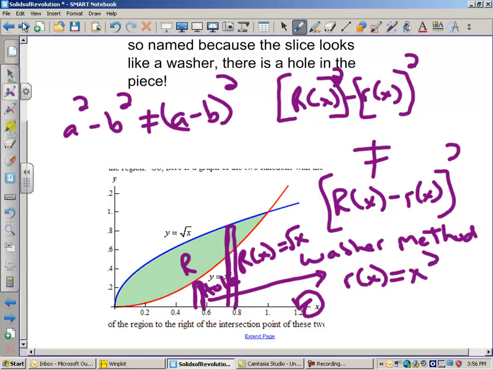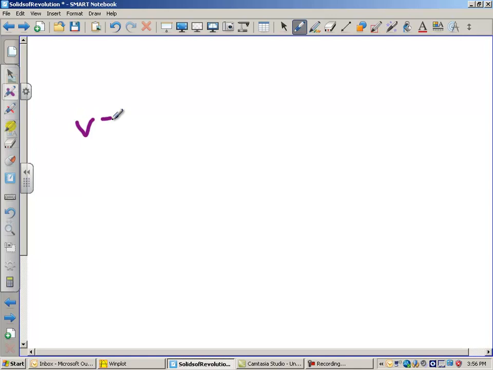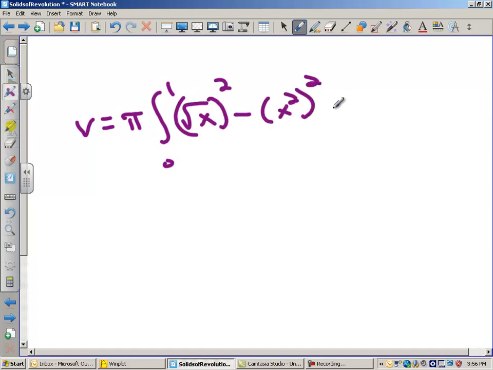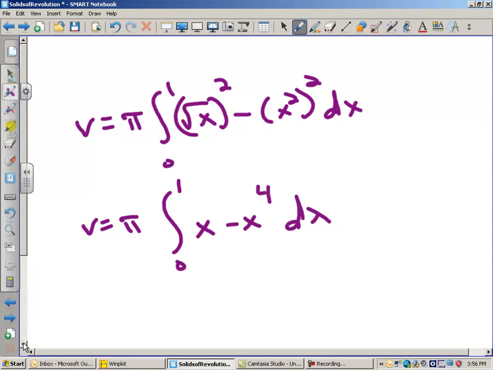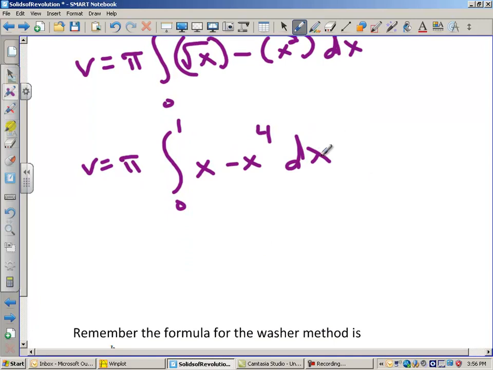So here is what this should look like. My volume is going to equal pi times the integral from 0 to 1 of outside radius squared minus inside radius squared. So let's clean that up a little bit. That's going to be the integral from 0 to 1 of x minus x to the 4th. So let's see if we can do that math. I don't think this is going to be too scary.